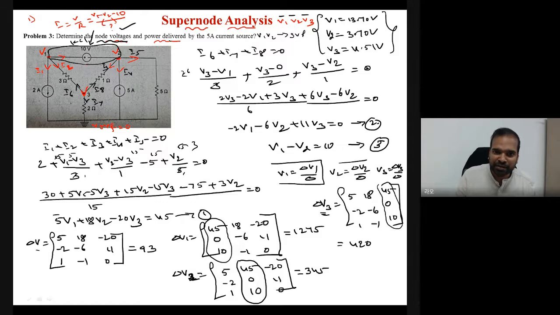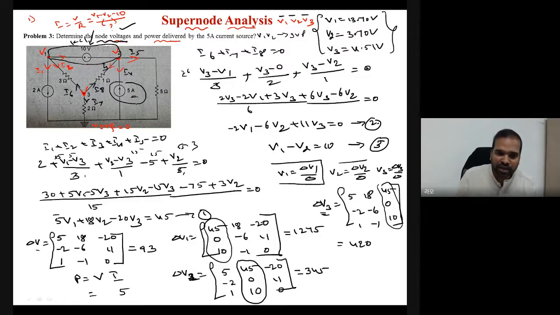We need to find the power delivered by this 5 ampere current source. What is the formula for power delivered? P equals what? VI. What we need to find is the power delivered by the 5 ampere current source. That means what is I? 5 amperes. Now instead of I, can I keep 5? Of course.